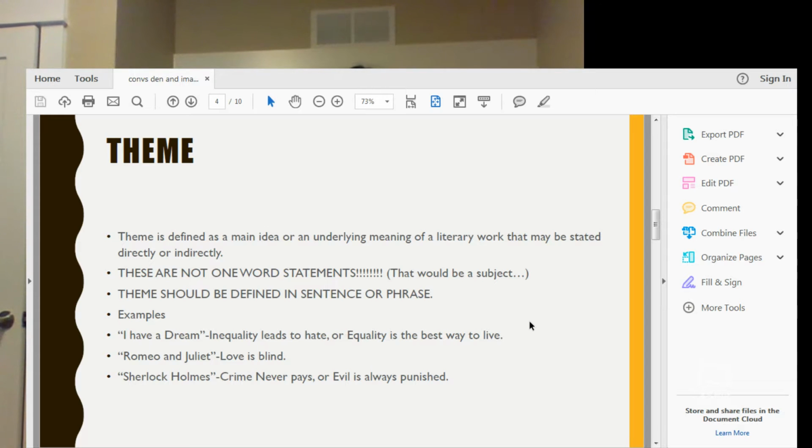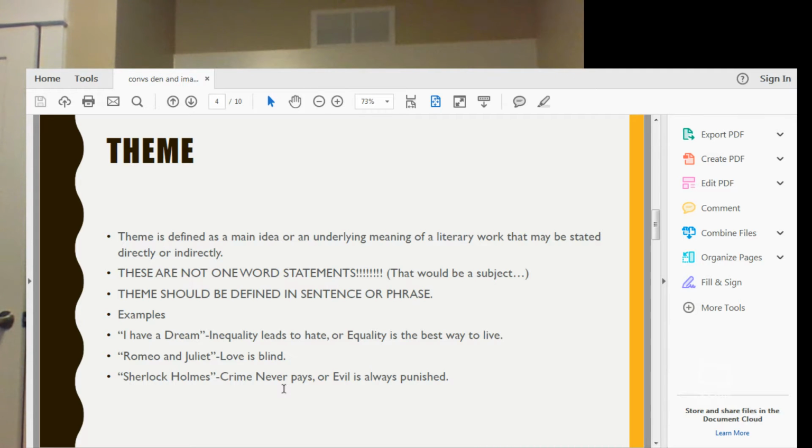For example, in I Have a Dream, a theme could be equality leads to hate, or even equality is the best way to live. Why? Because that's the message of his entire work, right? And in Romeo and Juliet, it could be love is blind or love is stupid, depending on how you read that play. But it's not one-worded. It's a sentence or a phrase. Or in Sherlock Holmes, pick a book, any book: crime never pays, or evil is always punished.